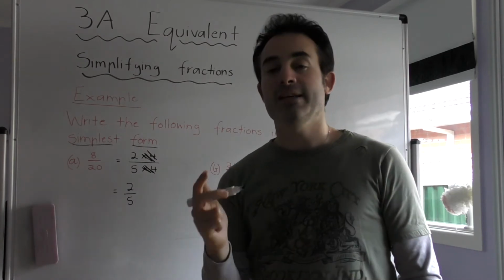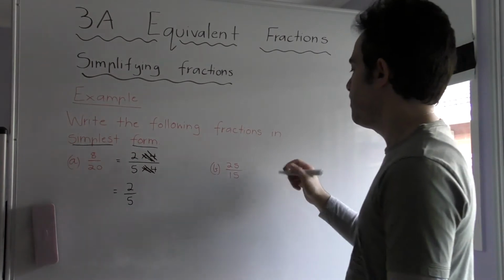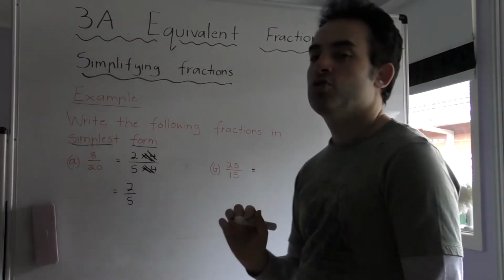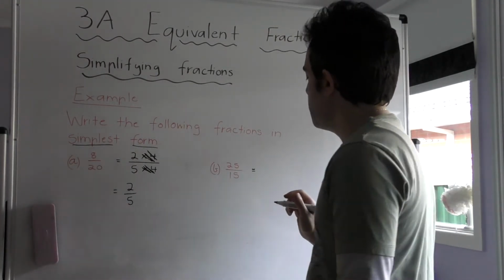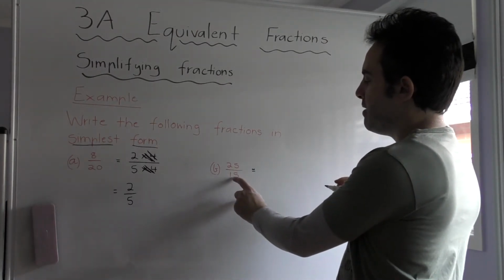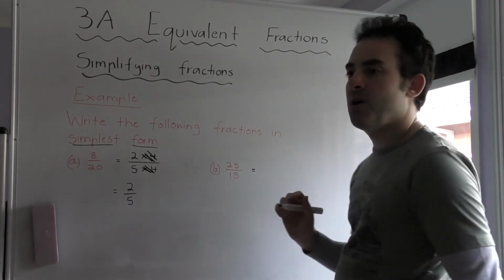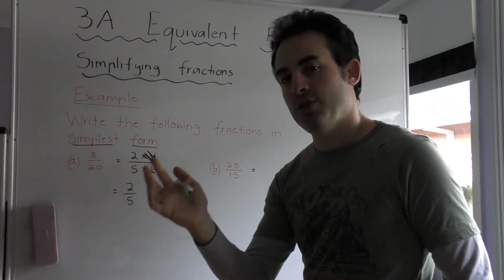Okay, so the easiest way of doing this is by looking at your factors. Let's look at this one now. This is an improper fraction and you can leave it like that. So 25 over 15. First I check to see whether the numbers go into each other. Does 15 go into 25? Well, 15 plus 15 is 30, so 15 doesn't go into 25.